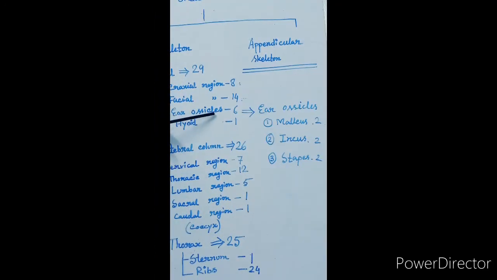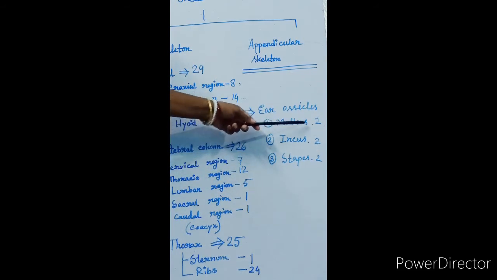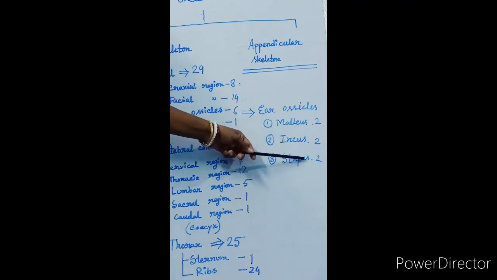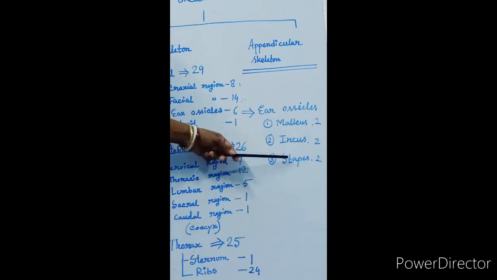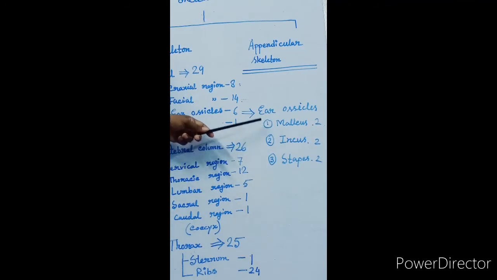Under these ear ossicles, 6 bones are there. So malleus, incus and stapes. So 2 malleus, 2 incus, 2 stapes, 1 in each ear. So total 3 in each, total 6 bones are present.